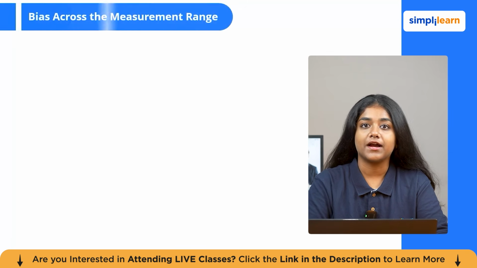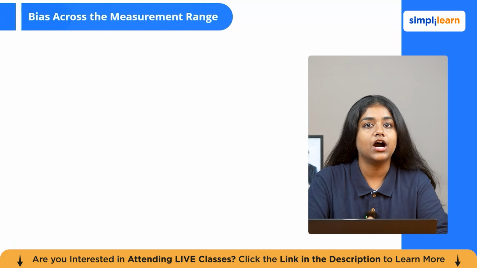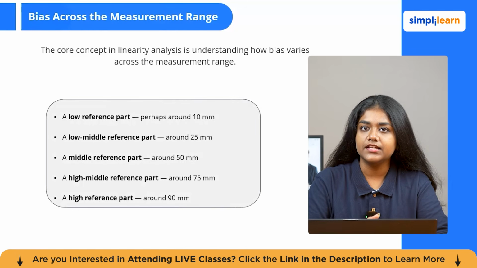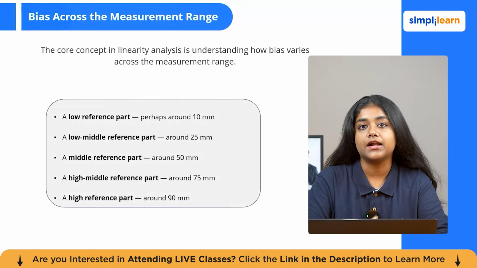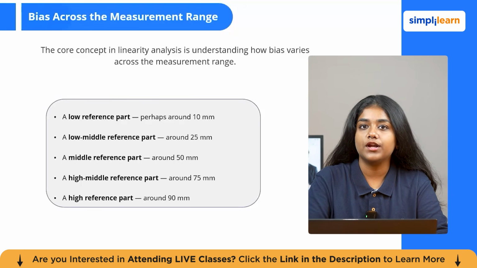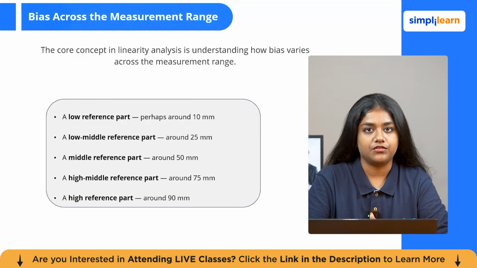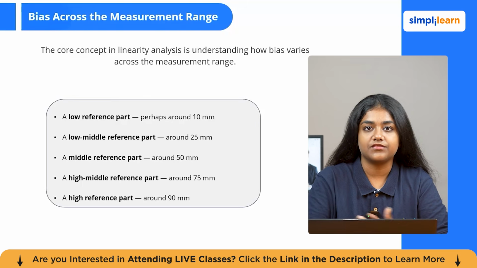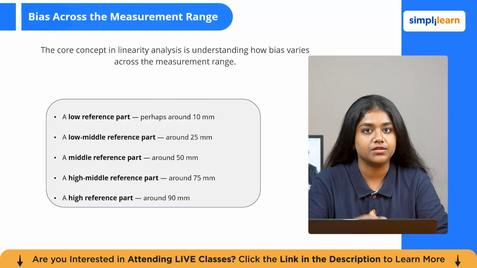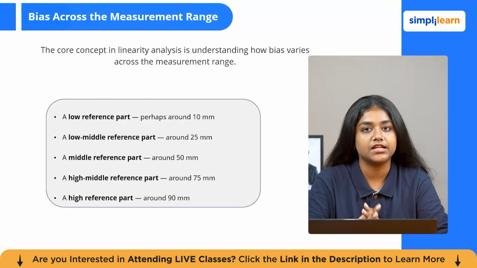So now let's understand bias across the measurement range. The core concept in linearity analysis is understanding how bias varies across the measurement range. To study linearity, you need to evaluate the bias at multiple points across the range, typically at least 5 reference parts spanning from the low end to the high end of the gauge's operating range. Let's say you have a gauge with a range of 0 to 100 millimeters. You might evaluate a low reference part, perhaps around 10 millimeters. Next, a low-middle reference part around 25 millimeters, a middle reference part around 50 millimeters, a high-middle reference part around 75 millimeters, and a high reference part around 90 millimeters.